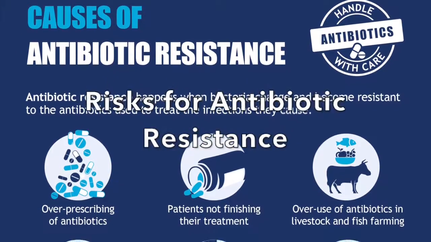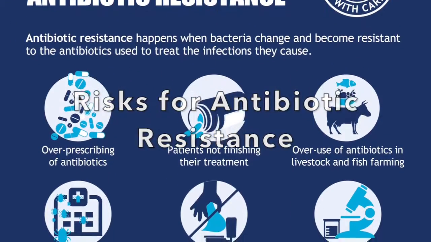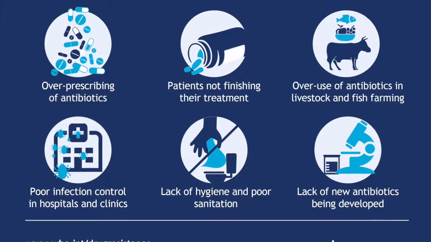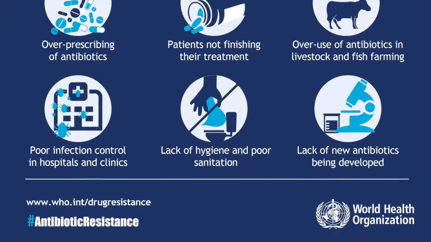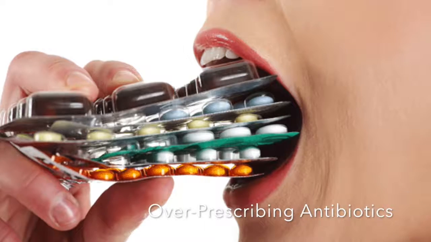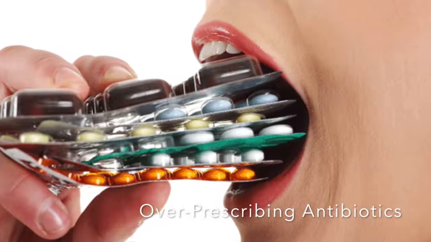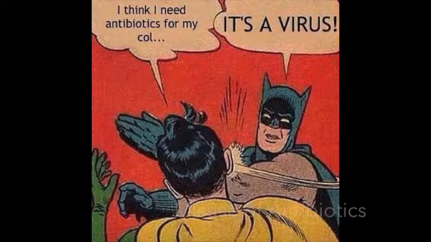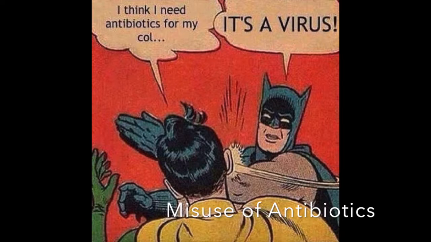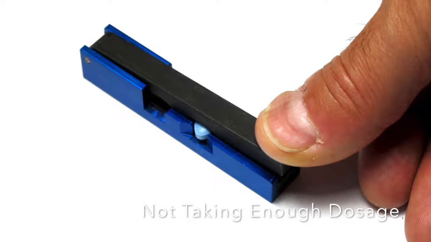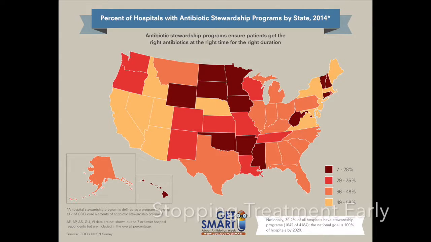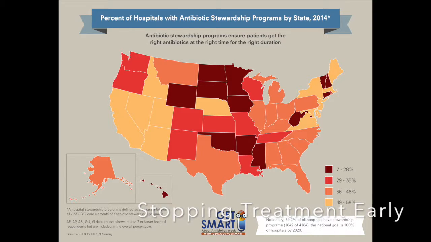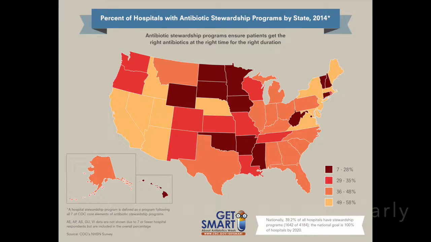The greatest risk of spreading antibiotic resistance is the widespread use and misuse of these medications, such as overprescribing antibiotics when our immune system could have fought off the infection without medical support, misusing antibiotics by taking them for non-bacterial infections, not taking enough dosage, or not completing the full course of treatment. In other words, stopping taking antibiotics once you begin to feel better or once symptoms have disappeared.